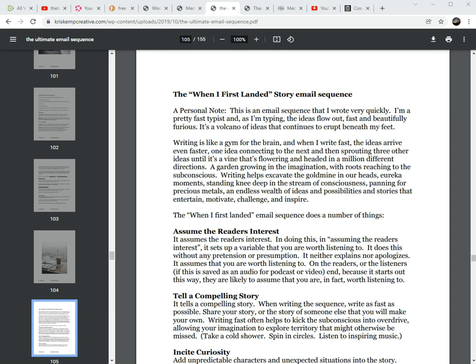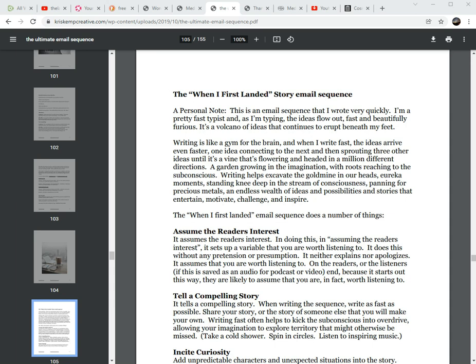Writing helps excavate the gold mine in our heads. Eureka moments, standing knee-deep in the stream of consciousness, panning for precious metals, an endless wealth of ideas and possibilities and stories that entertain, motivate, challenge, and inspire.